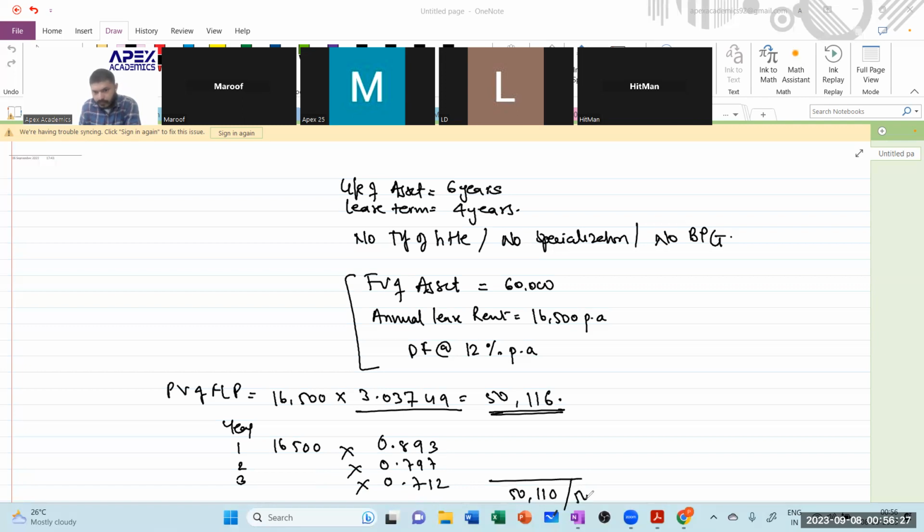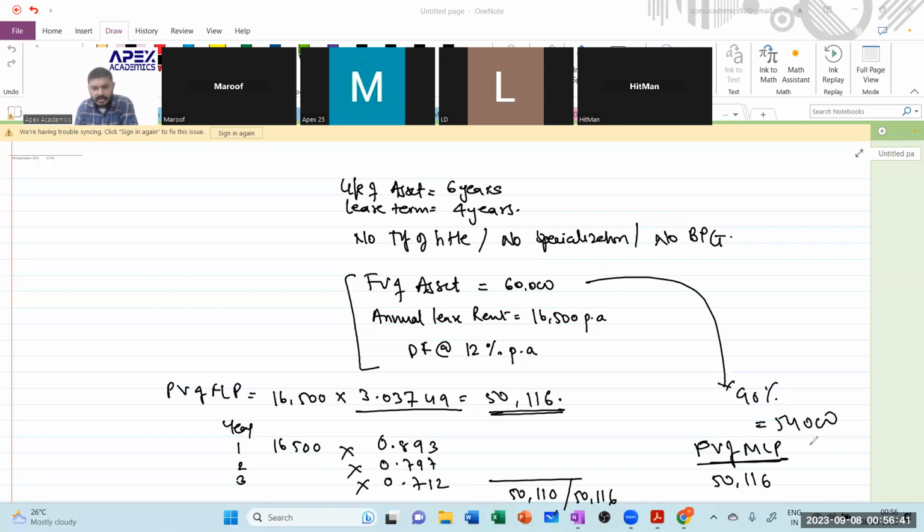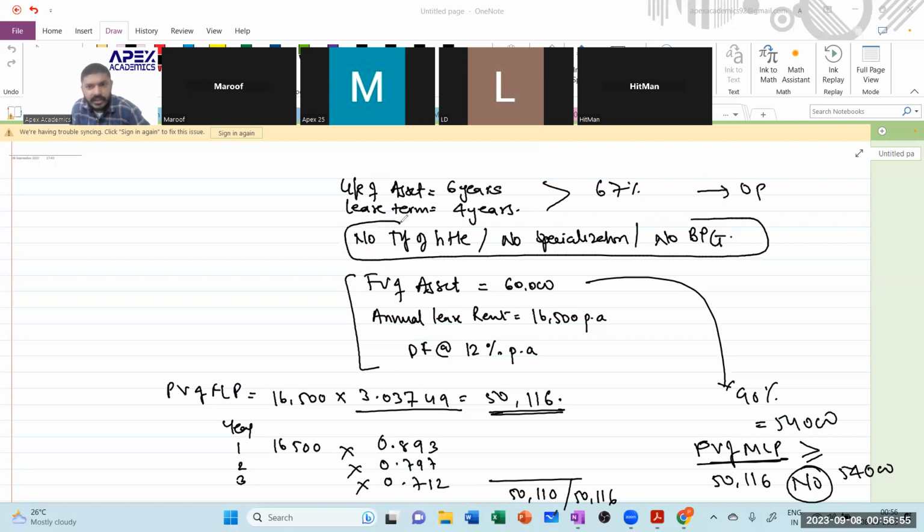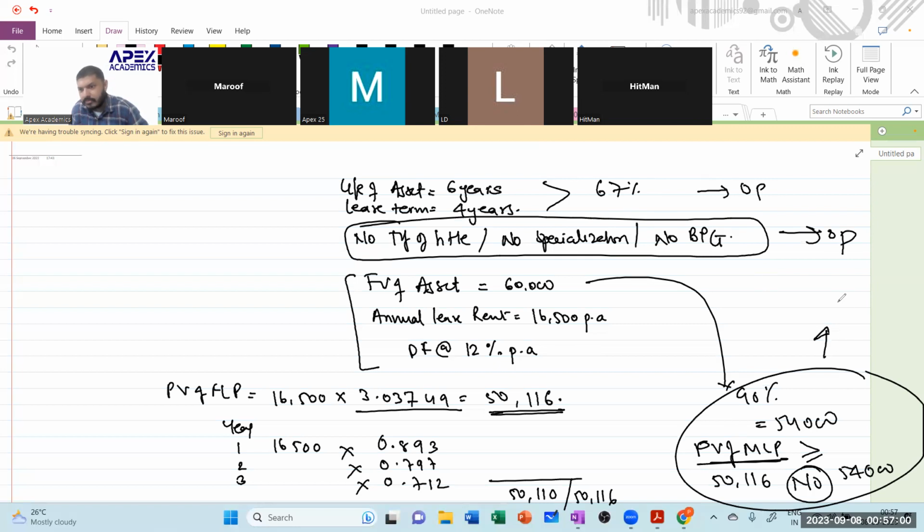712,636. What is 90% of this? It is 54,000. What is the present value of the minimum lease payment? 50,116. Is it greater than or equal to 54,000? No. This is how much percentage? 67%. So it is an operating lease. Because of all of this, it becomes an operating lease. Are we clear? Please take a screenshot.